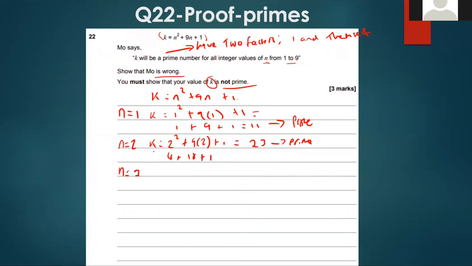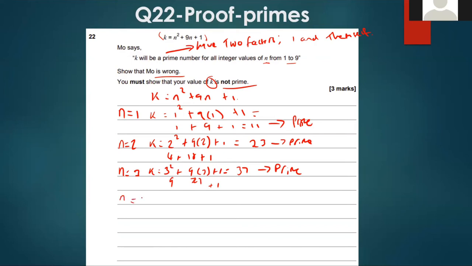So then let's do n is equal to 3. k is equal to 3 squared plus 9 times 3 plus 1, and that's going to be equal to 37, which is prime. So far he's actually all right, he's correct. 9 times 3 is 27, 3 squared is 9, and plus the 1, which is 37.